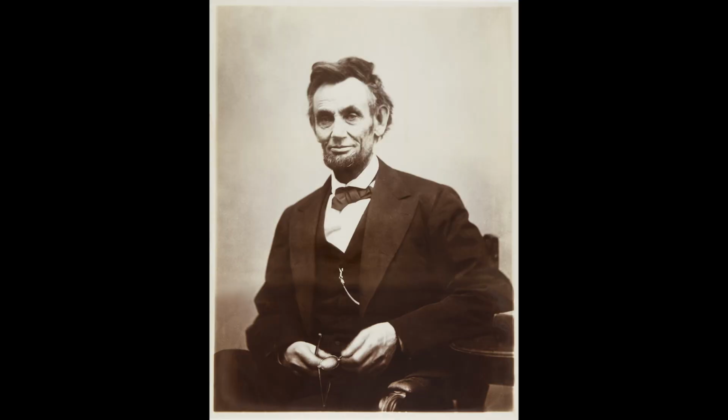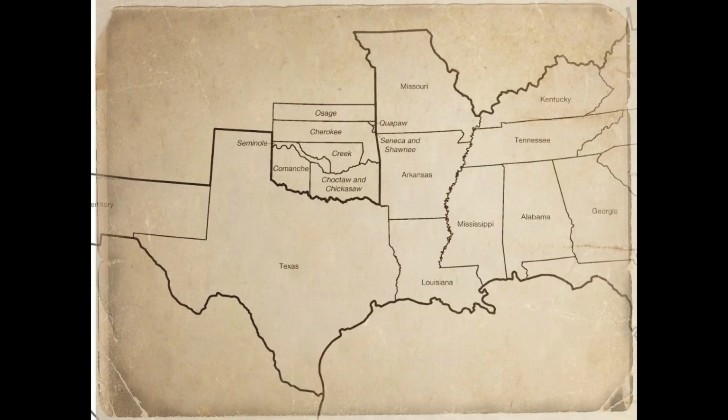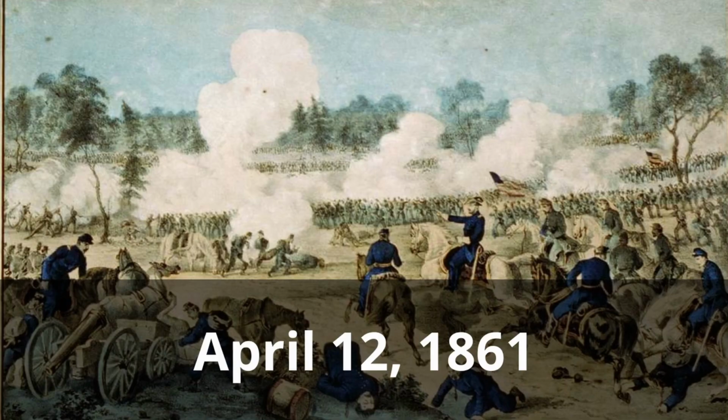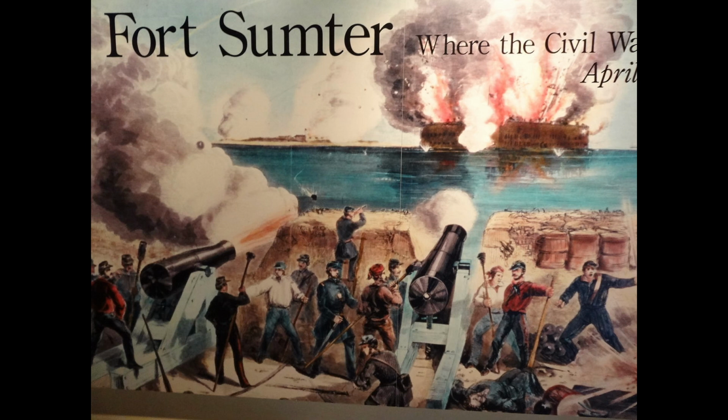The election of Abraham Lincoln in 1860 as the 16th President of the United States further worsened the situation. The southern states felt threatened by Lincoln's anti-slavery views and seceded from the Union to form their own government, known as the Confederate States of America. The Civil War officially began on April 12, 1861, when Confederate forces attacked Fort Sumter in South Carolina.